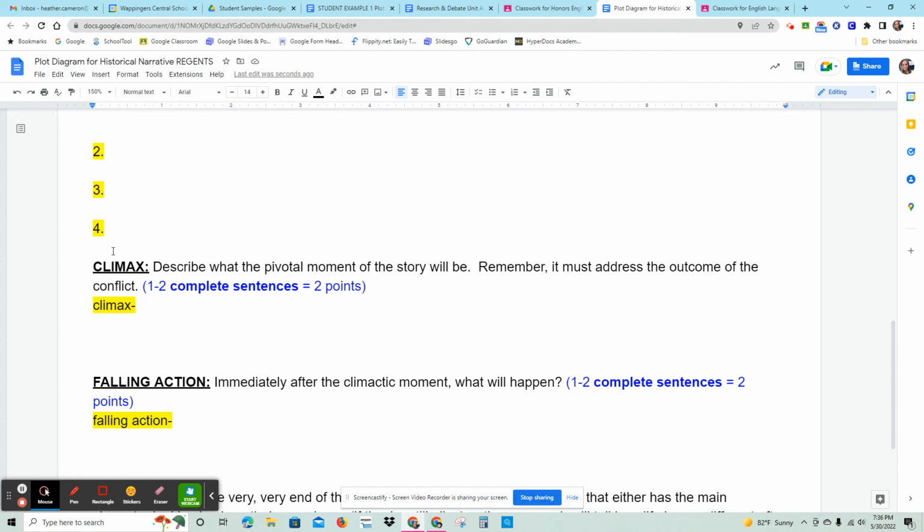Like the last part of the rising action should leave us wondering. We should be on the edge of our seats. What's going to happen next? And then we get into that climactic moment.